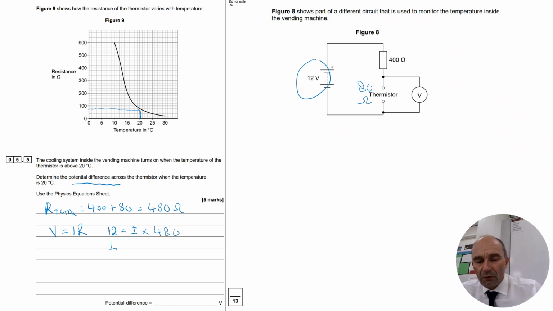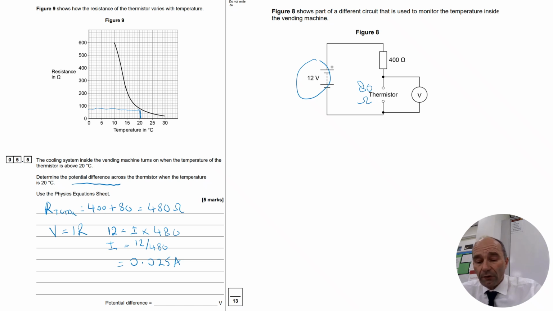That means that the current, we need to divide both sides by 480 to get I by itself, is 12 over 480. Put that in your calculator and we've now got a current throughout that whole circuit of 0.025 amperes.